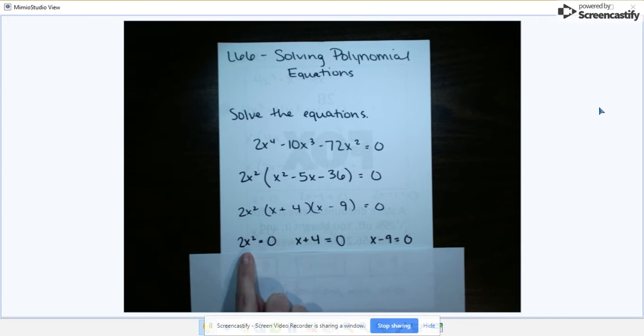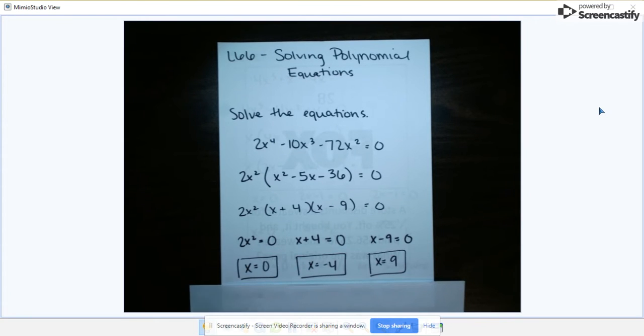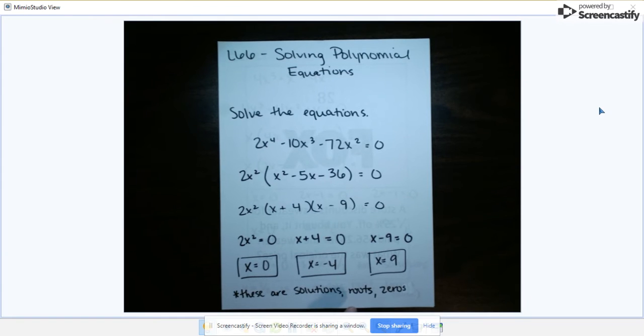So this one we would divide by 2. 0 divided by 2 is 0. And then take the square root, and the square root of 0 is 0. And then obviously subtract 4, add 9. We get these three answers as our solutions. You're going to see the word solution be used. You'll also see roots and zeros. All three of those things mean the exact same thing.